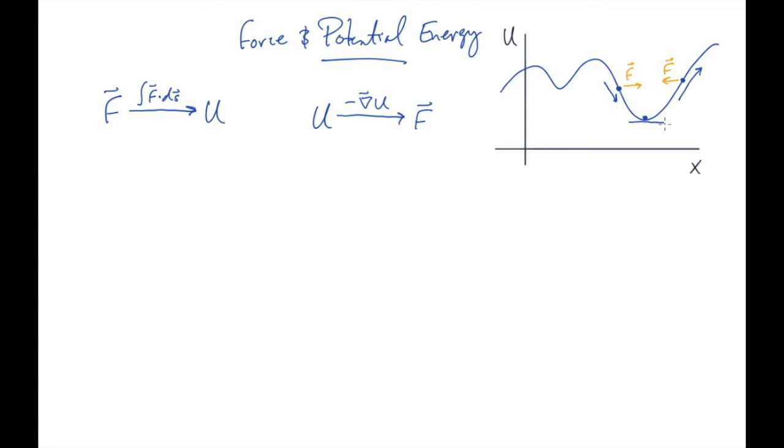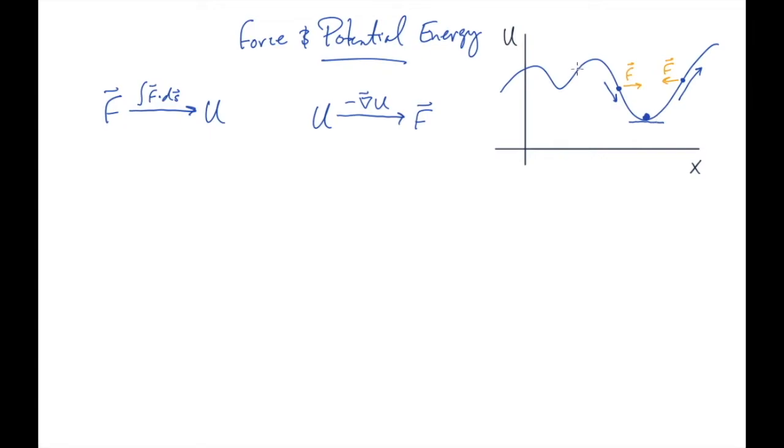That's a horizontal tangent there. So there's no derivative of the potential energy function, and so there's no force. That means that this is what's called an equilibrium location. So where there's no gradient, where there's no derivative to the potential energy function, there's no force.